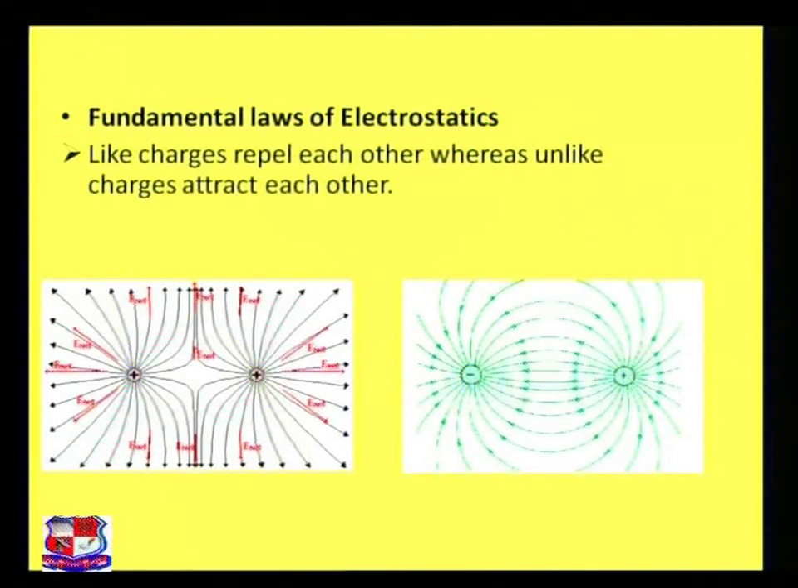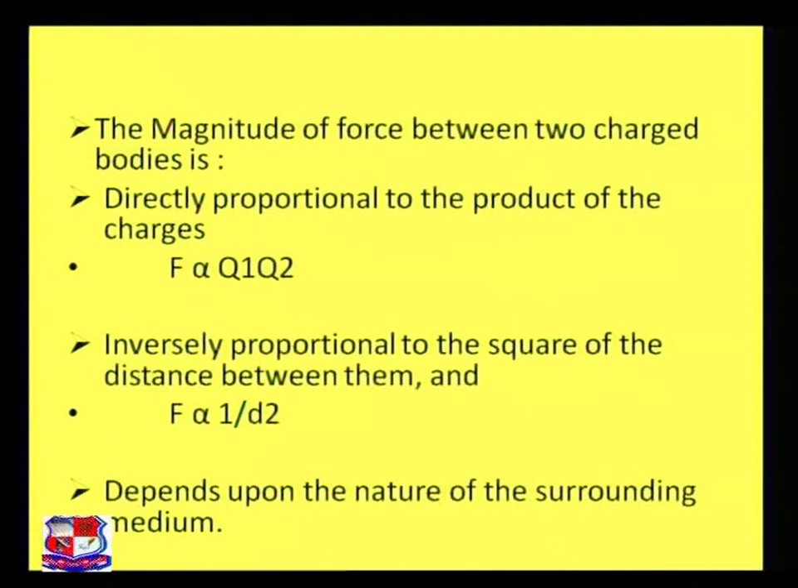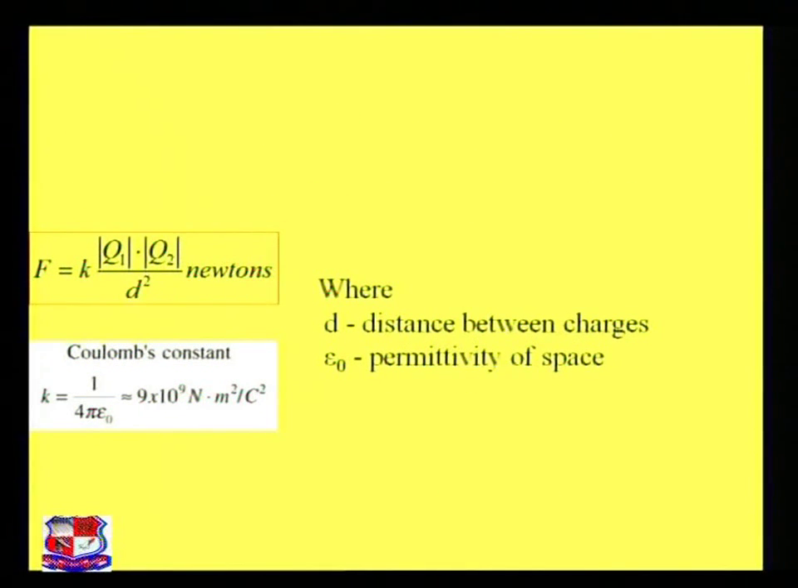Firstly, we have seen that like charges repel each other, whereas unlike charges attract each other. And the second law is that the magnitude of force between two charged bodies is directly proportional to the product of Q1 and Q2, and inversely proportional to the square of the distance between them. So we can say that F is proportional to Q1 Q2 by D square. Here we have put a constant called K. So F is equal to K into Q1 Q2 by D square, and the force is measured in newtons.